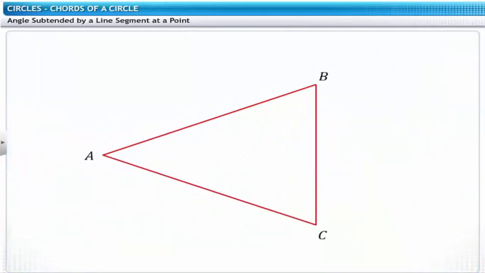Let us understand this better by using a triangle ABC. The angle at any of the vertices of a triangle is the angle subtended at that point by its opposite side. For example, angle BAC is the angle subtended by BC at point A. Angle ABC is the angle subtended by AC at point B. Angle BCA is the angle subtended by AB at point C.